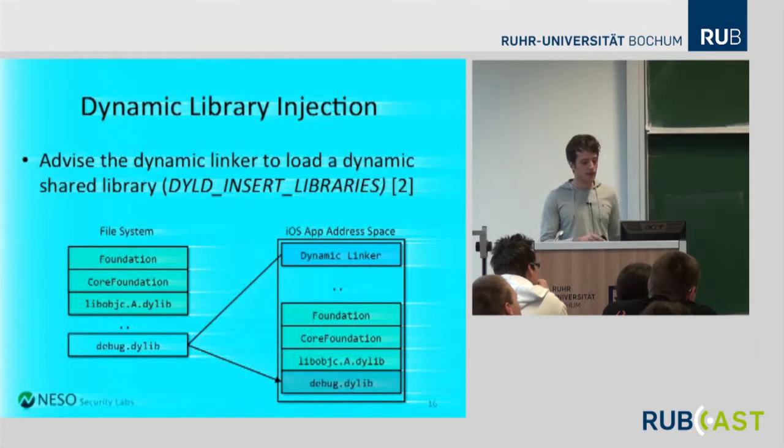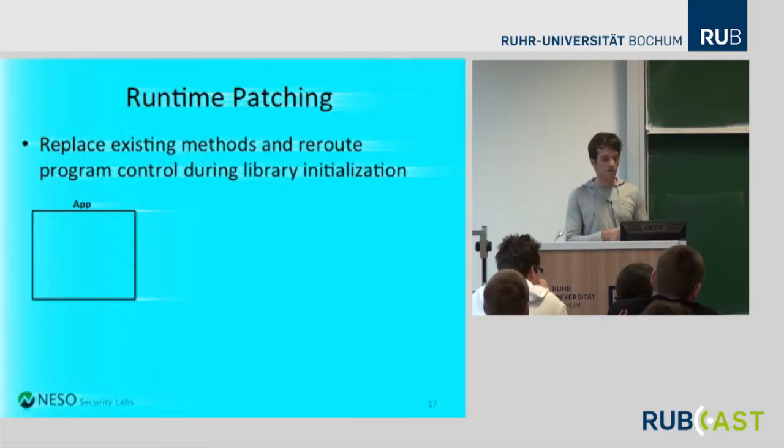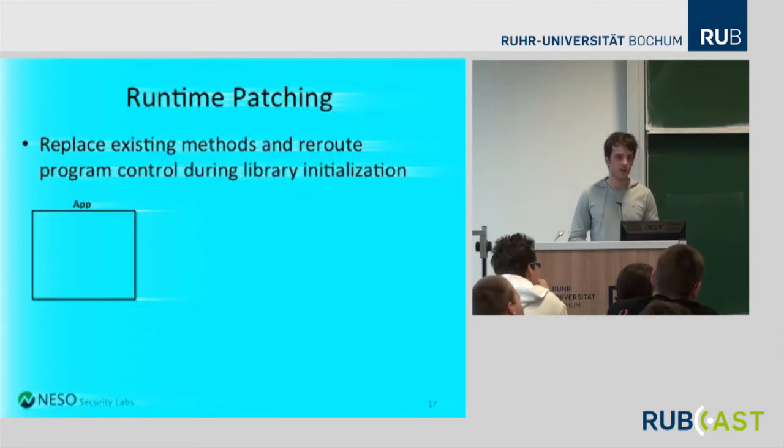During initialization, our debugging library needs to reroute the program control using runtime patching techniques. In the case of Objective-C, the implementation of an arbitrary method is replaced at runtime using reflection functionalities. In the case of a C function, we need to do something like detour runtime patching and pointer swizzling to redirect the execution to our own library implementation.